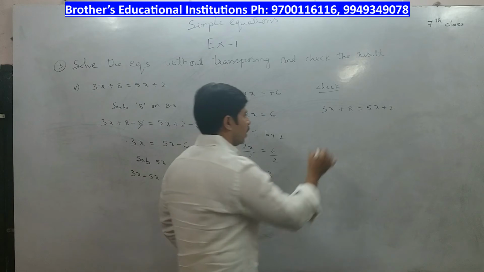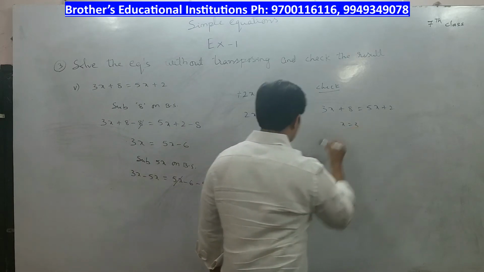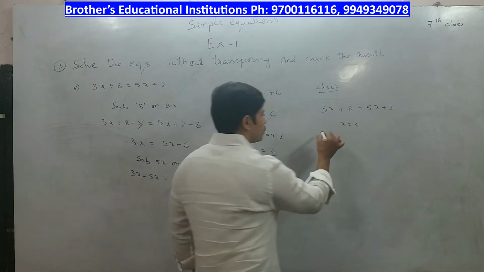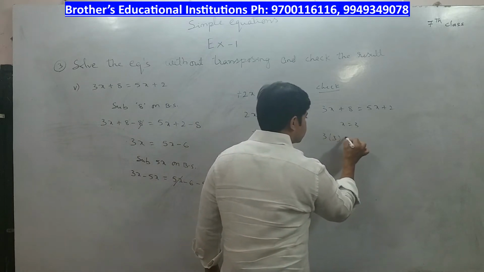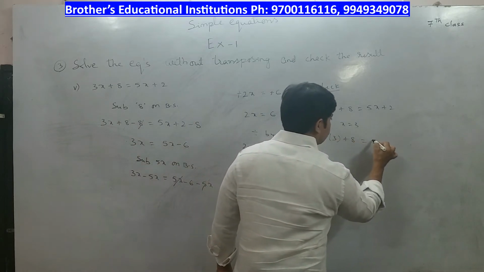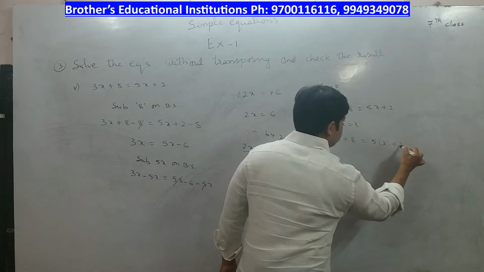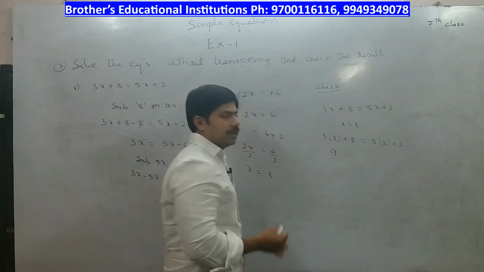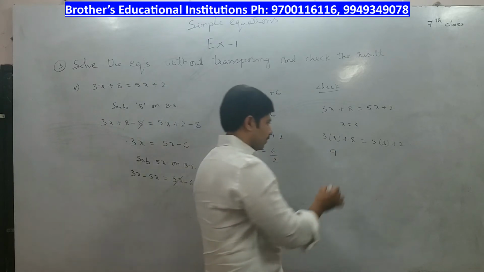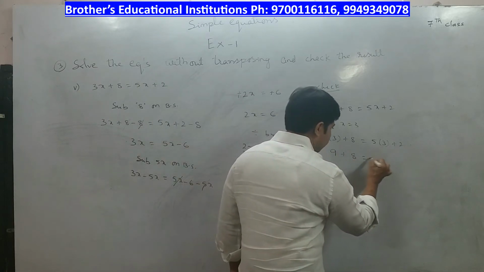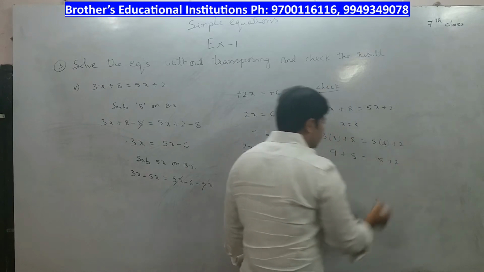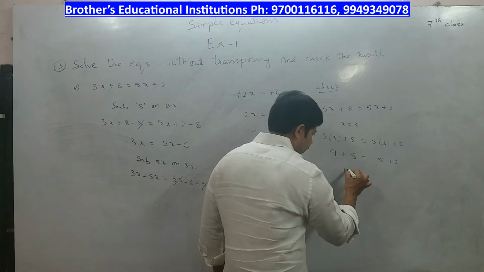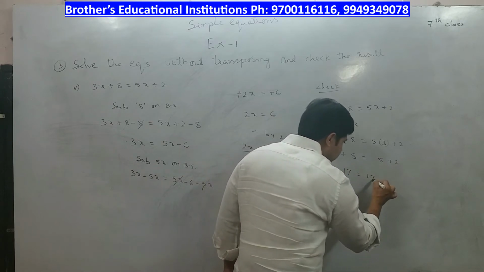So I'm substituting now x is equal to 3. As we got the answer as x is equal to 3, we are checking. So substitute x is equal to 3. So 3 into 3 plus 8 is equal to 5 into 3 plus 2. 3 3s are 9, plus 8 is equal to 15 plus 2. So 9 plus 8 is 17. So I'll write 17. 15 plus 2 is 17.